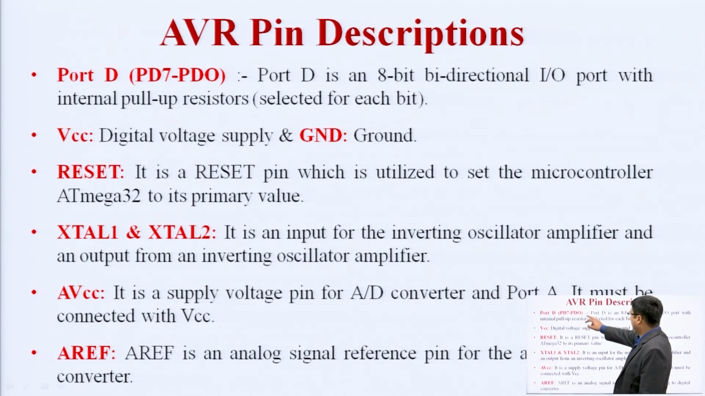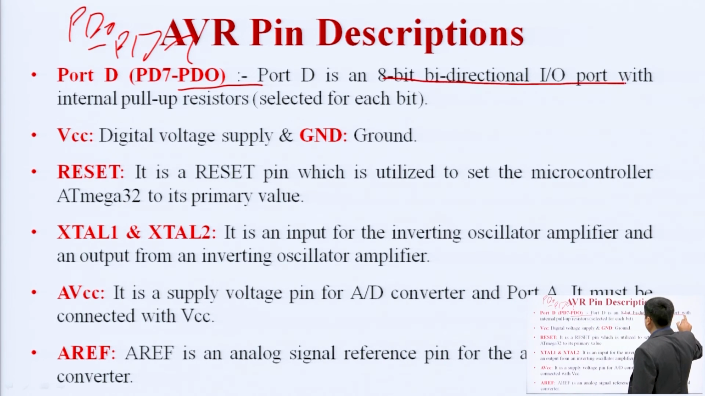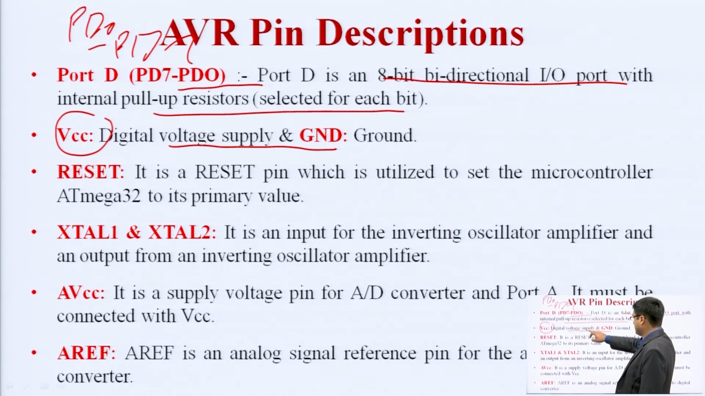So after that, port D is also available. Port D basically varies from PD0 to PD7. So it is also a bidirectional input output port with internal pull up resistors. Okay. VCC is the digital voltage supply, and ground, that is VSS.